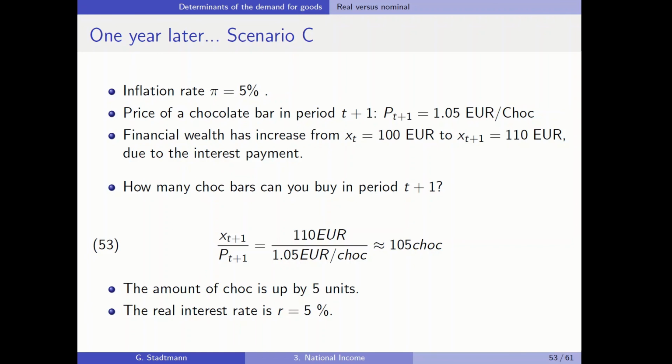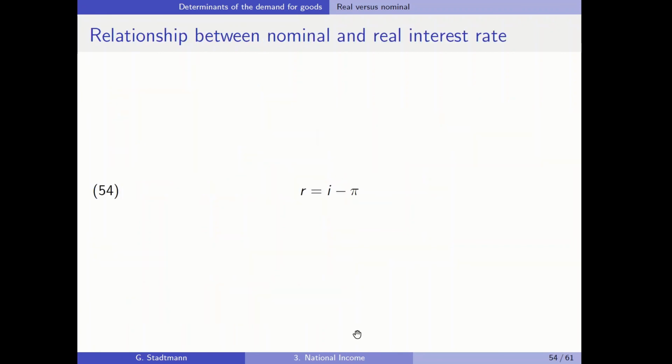Last scenario, scenario C. The inflation rate is 5%. The chocolate price increases to the level of 1.05. The amount of chocolate you can afford is equal to 105. So the amount of chocolate increased by 5 units. The real interest rate is equal to 5%. So the relationship between the nominal and the real interest rate is as follows. The real interest rate is equal to the nominal interest rate i minus the inflation rate.